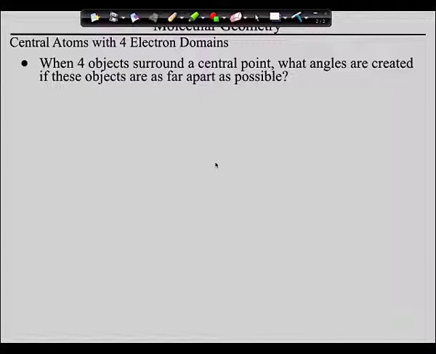Okay, so here's the question. When 4 objects, and by the way, this is also the extra credit question. You can answer this question mathematically for extra credit. It's due the day of the test. So, when 4 objects surround a central point, and these 4 objects are domains, but anyway, when 4 objects surround a central point, what angles are created if these objects are as far apart from each other as possible?